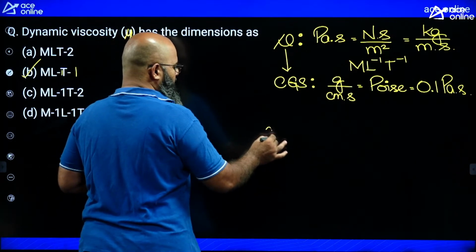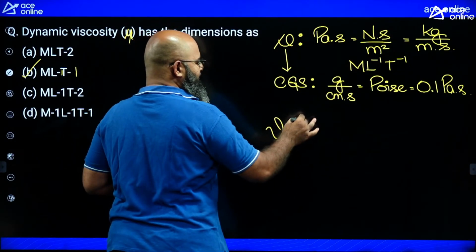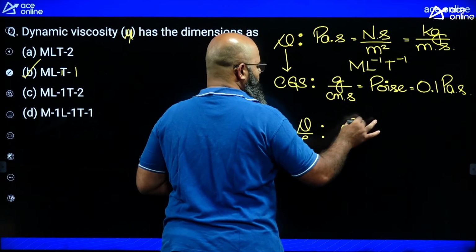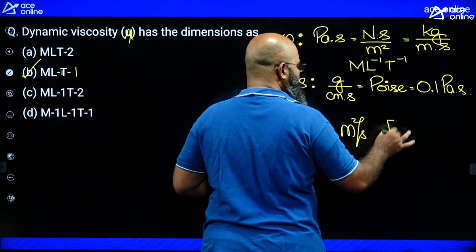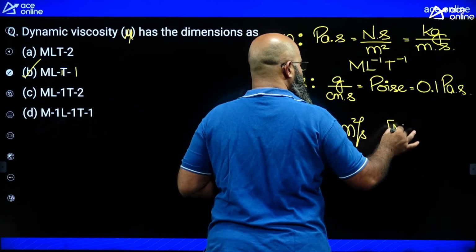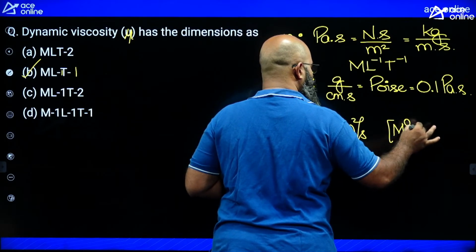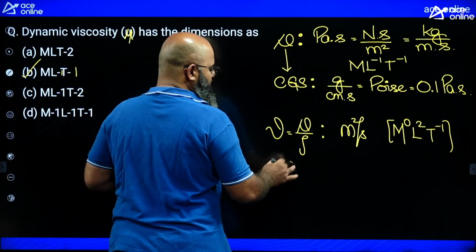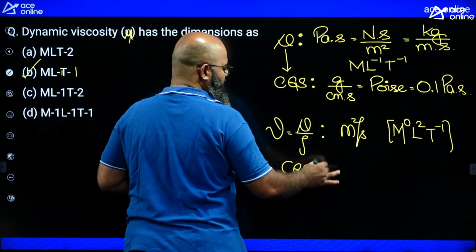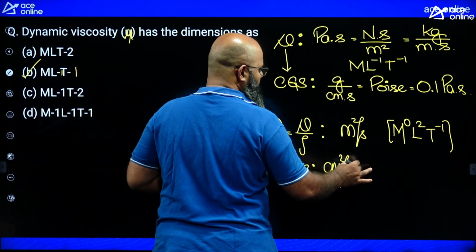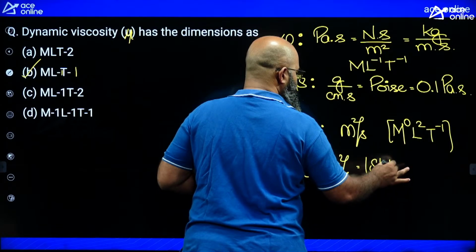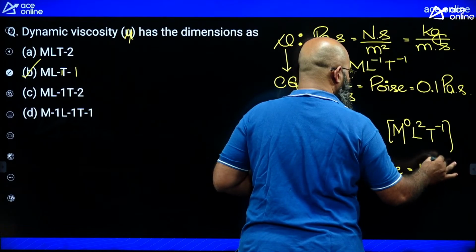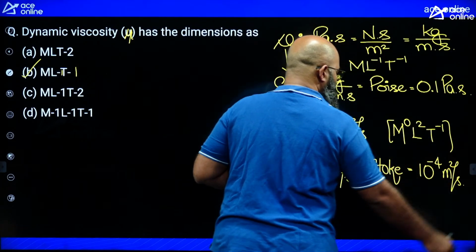Very quickly, let us talk about kinematic viscosity. Kinematic viscosity is basically dynamic viscosity by density. It is going to have the SI units of meter square per second. Therefore, the dimensions over here is M power 0, L power 2, T power minus 1. The CGS unit over here is centimeter square per second, and this is called as 1 stoke. The value of 1 stoke is equal to 10 power minus 4 meter square per second.